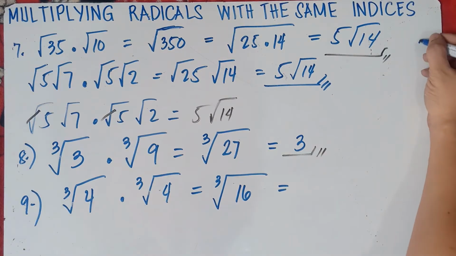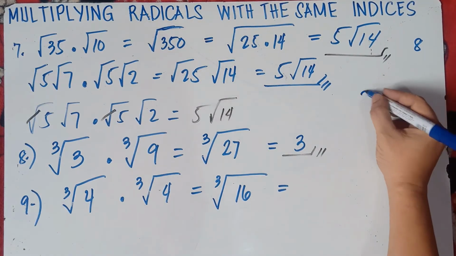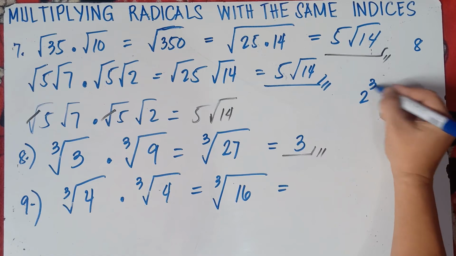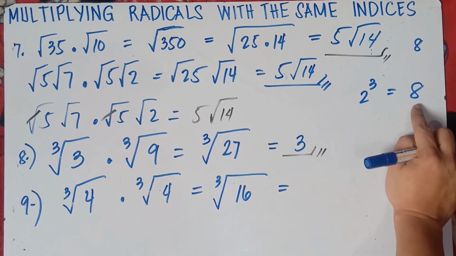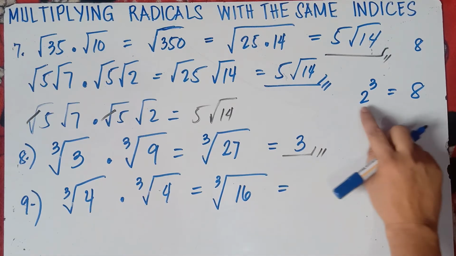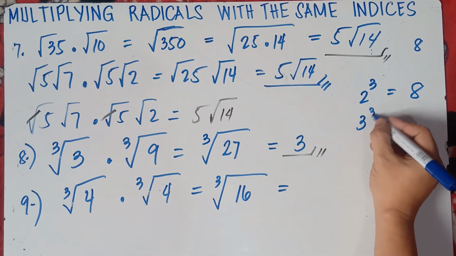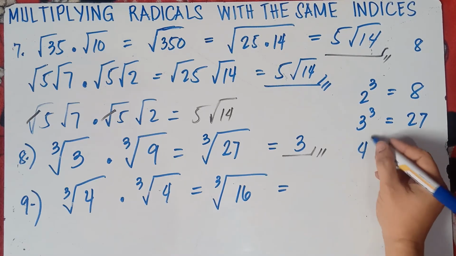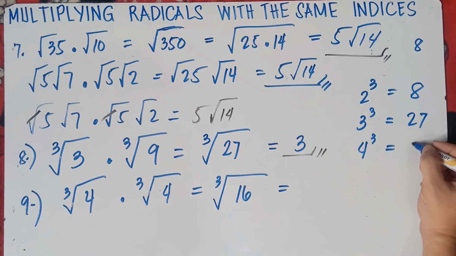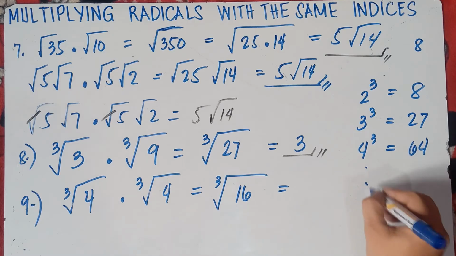We have 8, because 2 times 2 times 2, that is 8. 2 raised to the power of 3, that is 8. So 8 is a perfect cube. The cube root of 8, that is 2. We have 3 cubed. So 3 times 3 times 3, that is 27. 4 cubed, 4 times 4 times 4, that is 64, and so on, right?